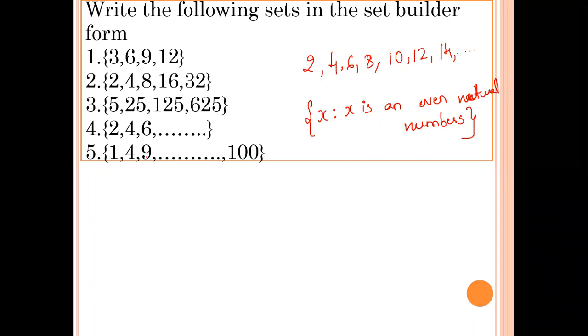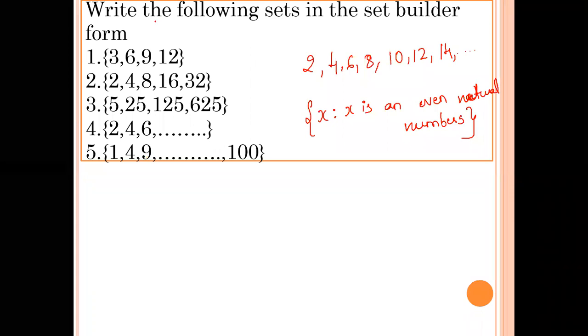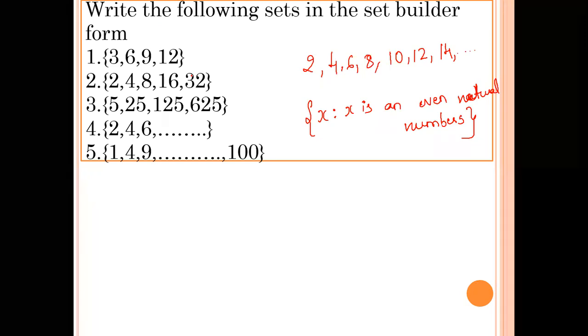Let me see who will give me the answer for the last question. The fifth one: 1, 4, 9, and so on till 100. What is the pattern? Rohan has raised his hand. Instead of raising it, I think you can tell me the answer. Santolin says: 1 square, 2 square, 3 square.